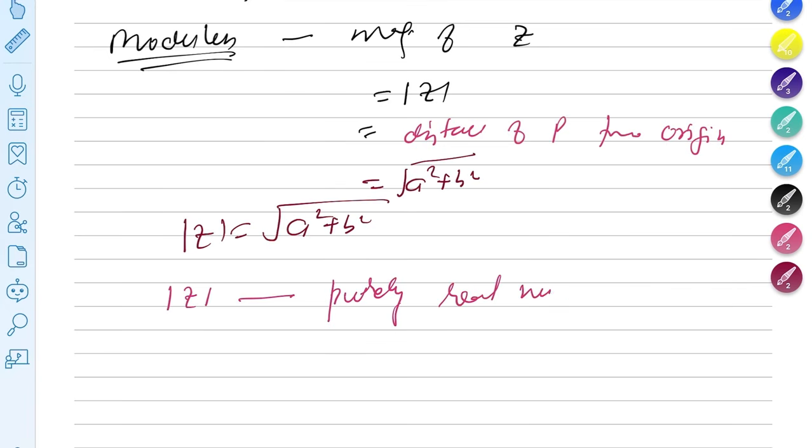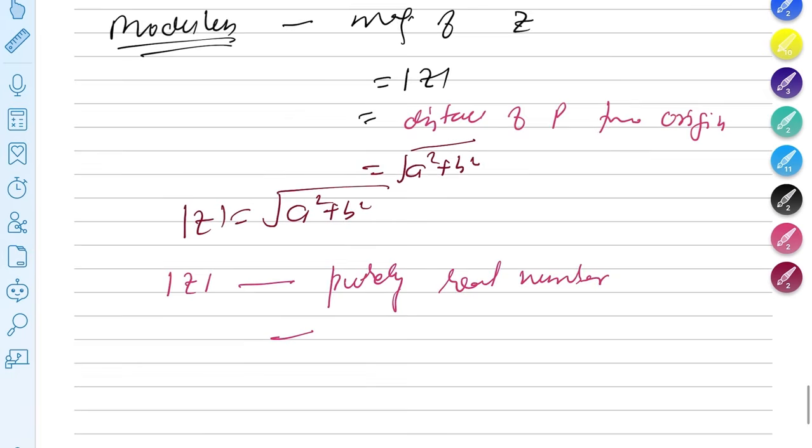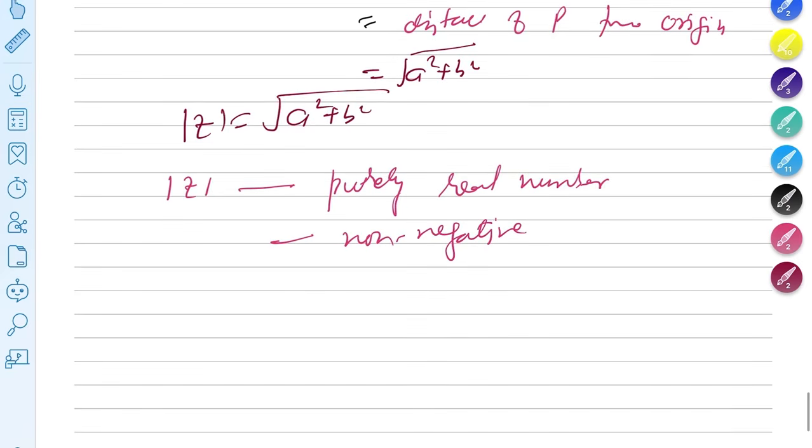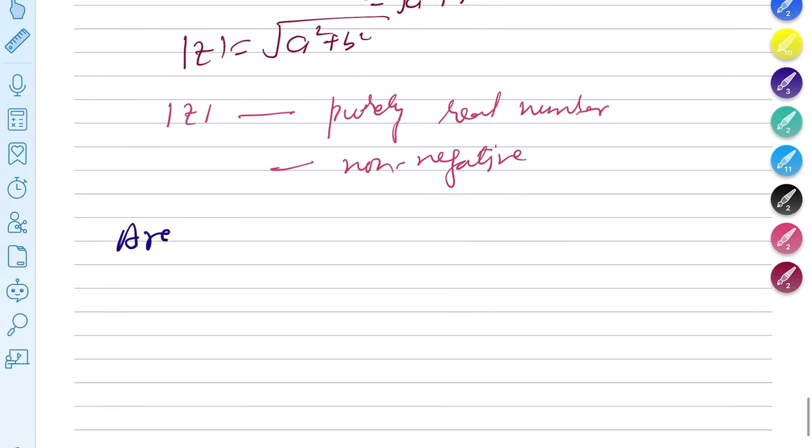And one important thing is they are non-negative. They are not positive, they are non-negative numbers. So modulus is a purely real non-negative number. So modulus is the easy part, just a distance. The slightly complicated part is the direction, the argument.